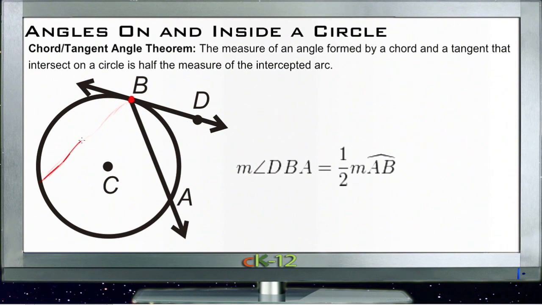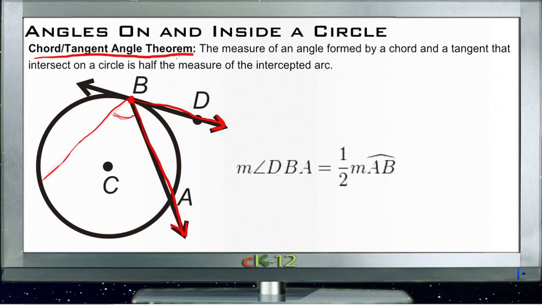This angle here, like so, would be an angle inside the circle, whereas this angle right here, that's actually sort of the one that's being described by the black lines, is an angle that's on the circle because it has a vertex that's on the circle, even though the whole thing isn't actually inside the circle itself. When you're dealing with angles that are on a circle, we can use the chord and tangent angle theorem.